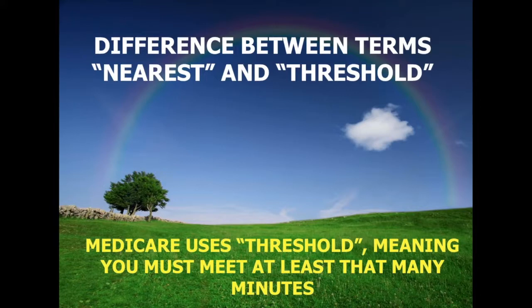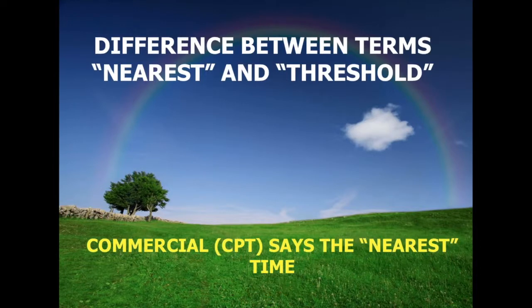What times are we talking about? There's a difference with Medicare and CPT coding, and there's a difference in the terms nearest and threshold. Medicare uses threshold time, meaning that you must have at least that many minutes. If it requires 25 minutes, then if you do a 23 or 24, you cannot use that time with Medicare. It must be a minimum. CPT, commercial, says the nearest amount of time. So we need to make sure we follow the difference between the two.